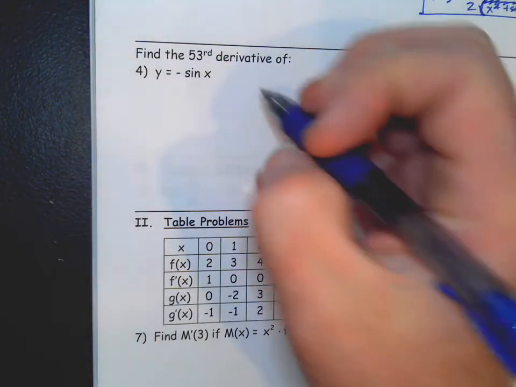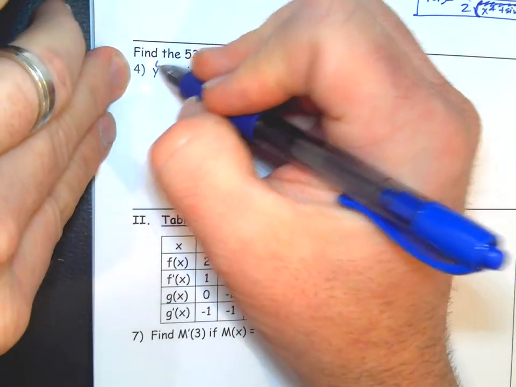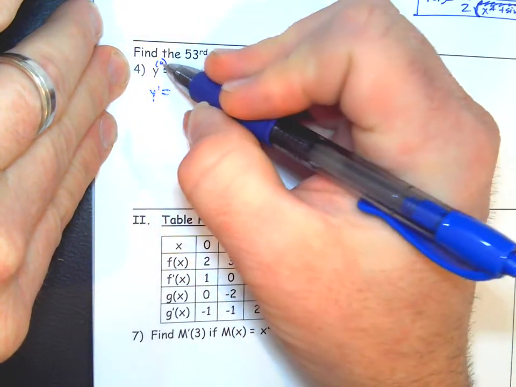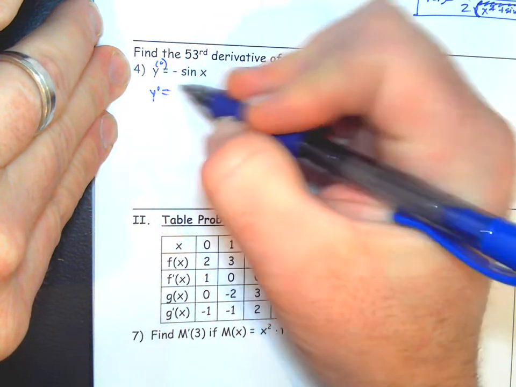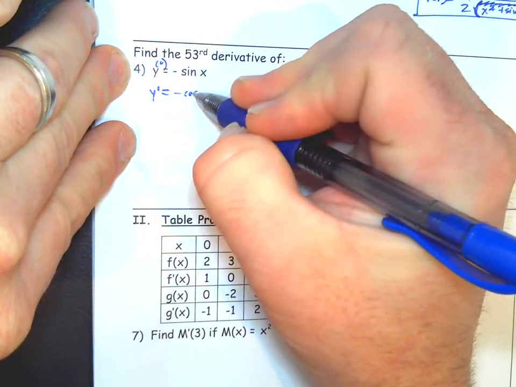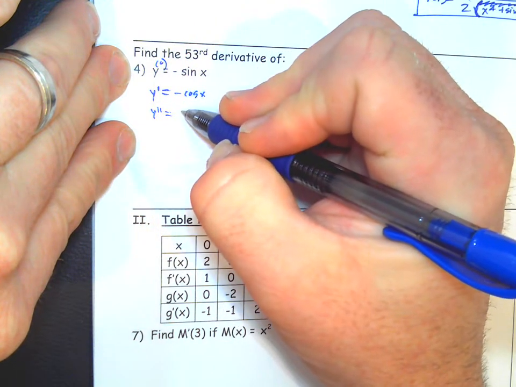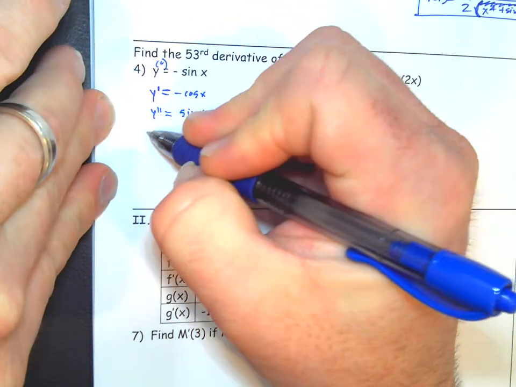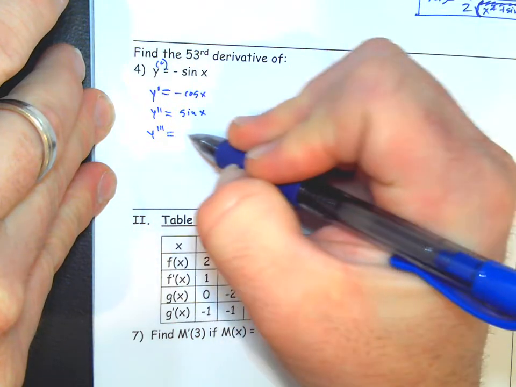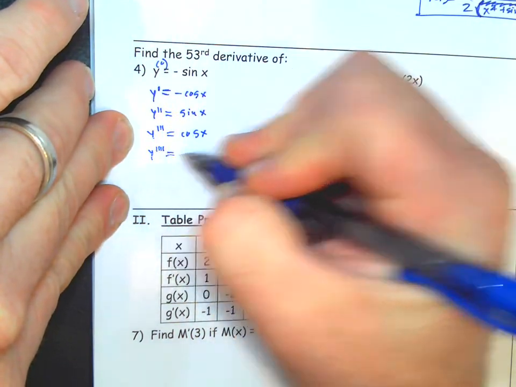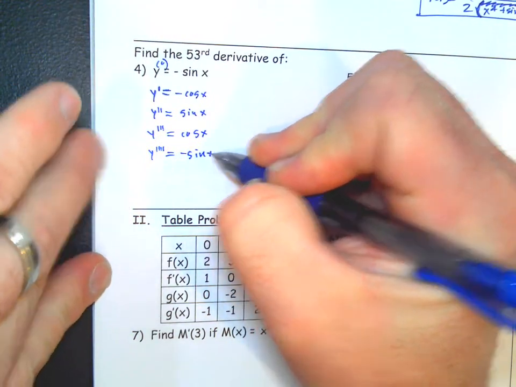Okay, number 4, find the 53rd derivative. So there must be a pattern. Let's show that pattern to support our answer. The 0th derivative is that. First derivative is negative cosine x. Second derivative is positive sine x. The third derivative is cosine x. And the fourth derivative is negative sine x. And we're back to where we started.